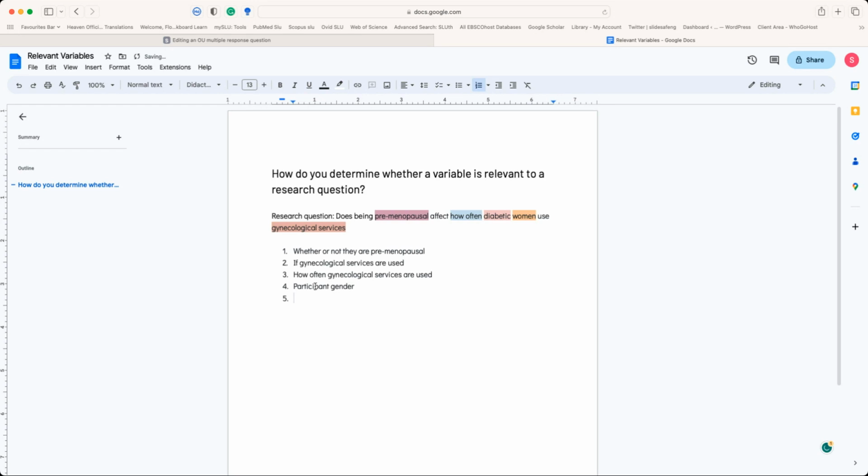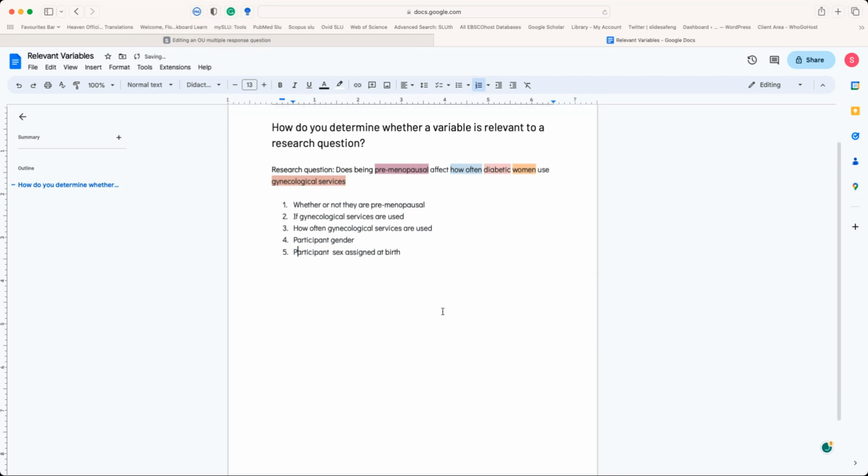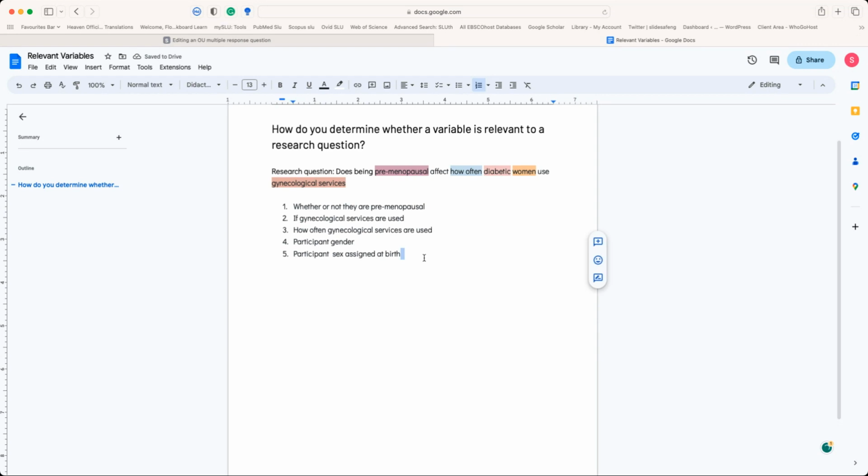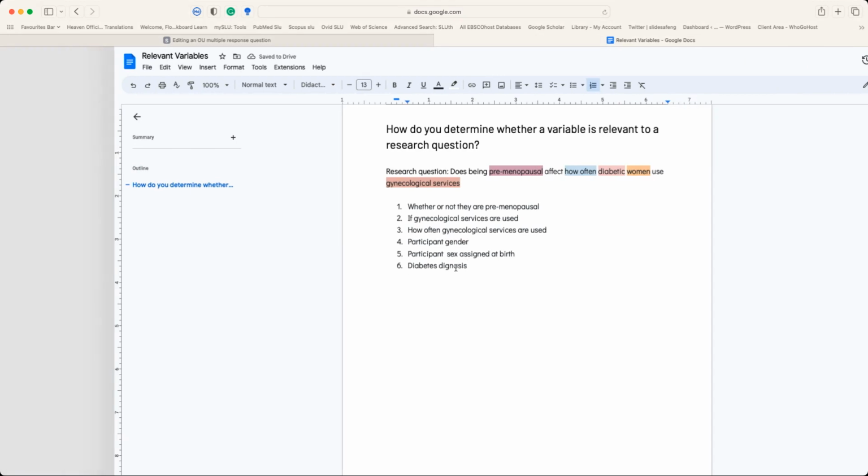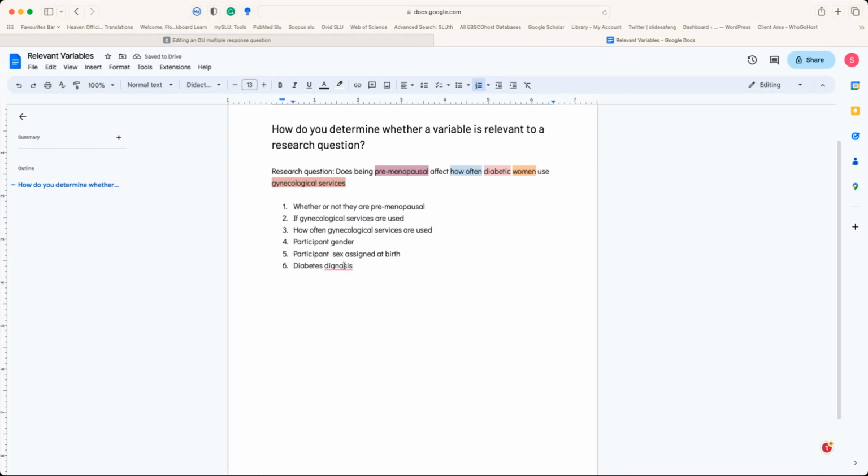Or you could also ask participants' sex assigned at birth, so that this way, if the researcher wants to include trans men in their research, they will be able to capture that if that's what they are interested in. They're also going to check about their diabetes diagnosis, whether they've been diagnosed with diabetes or not, since that's very important to it.